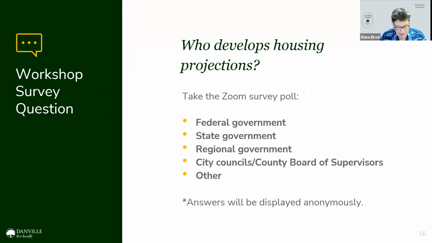Here it is. We've talked a lot about projected housing needs, and which group do you believe is in charge of developing those housing projections? You'll have 30 seconds to answer the question. We forgot our Jeopardy music. So, we had 18 people. Okay, the answer is a combination of both the state and the regional government, and we'll talk about that in a little bit. Next slide.